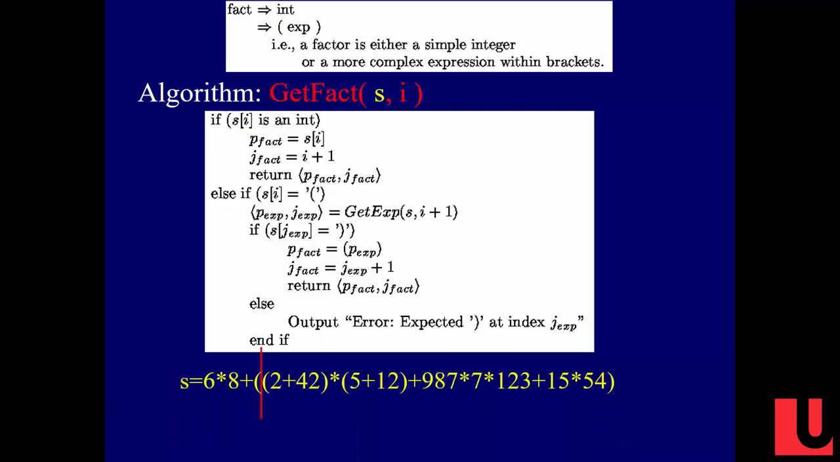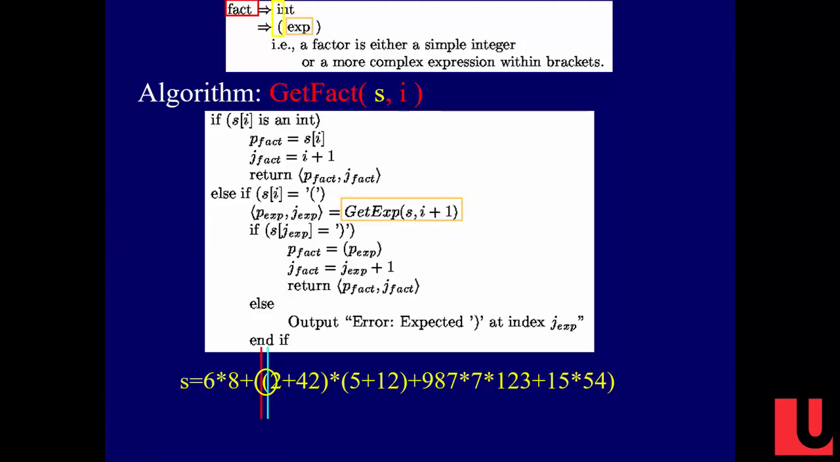Suppose we started here, then we ask: is where we're starting an integer? And you'll say, oh, no, it's not an integer. So is it an open bracket? Yes, it is an open bracket. That's fantastic. So what we need next is an expression, so we call get expression.